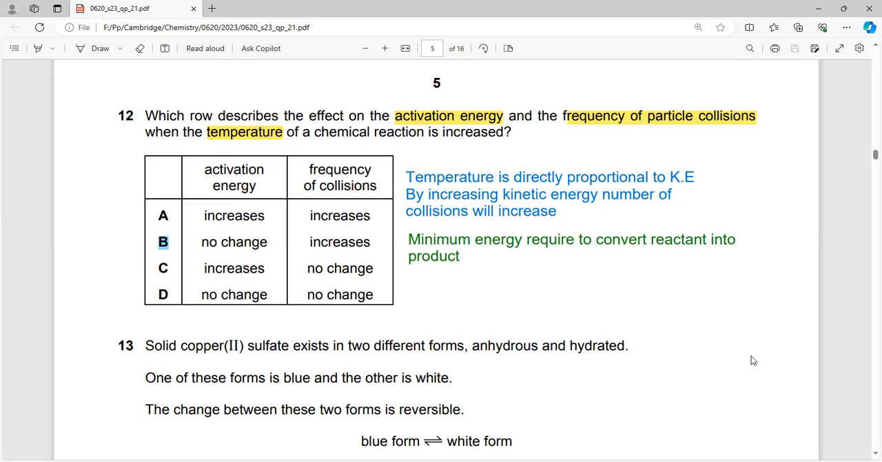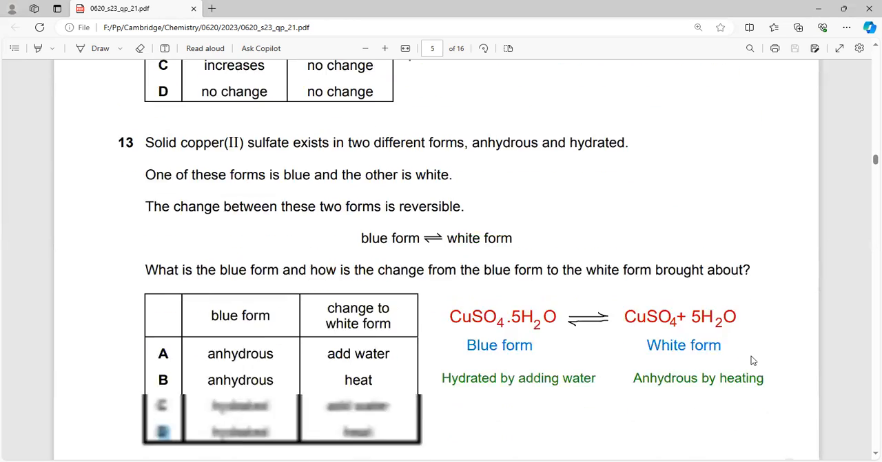What about the frequency of the particle collisions? Their frequency depends on the temperature. If you increase the temperature, the kinetic energy increases. By increasing the kinetic energy, the collisions of these particles increase. So activation energy is not affected by increasing temperature. There is no change in activation energy; that will stay fixed. The frequency of collisions will increase by increasing temperature. So B is our correct option here.